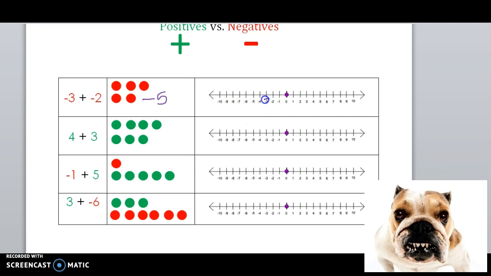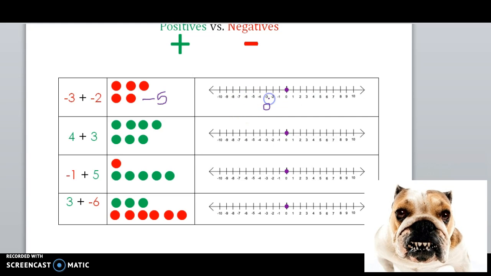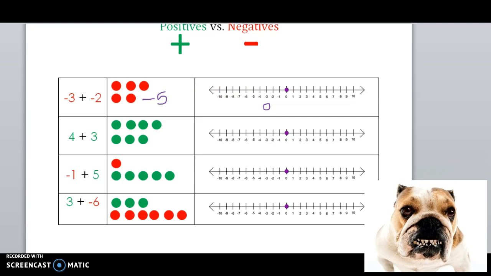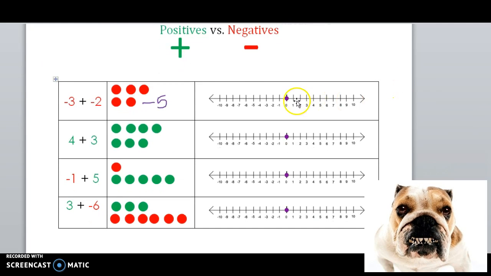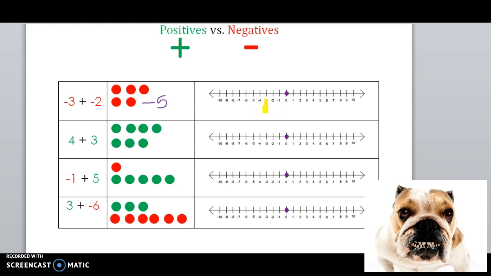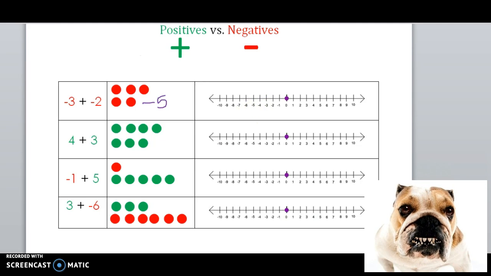Looking at a number line, I'm going to start at negative 3. Uh-oh. Well, that's fun. Let's just get rid of that altogether. I don't understand technology sometimes.